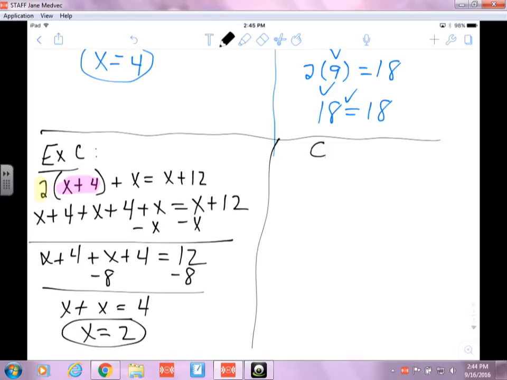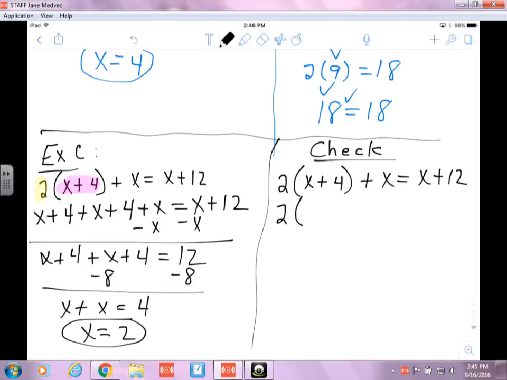Okay, let's go up into the check. I'm going to write the original problem now. I'm going to take out my x's and put in a 2 right now. Help me out here. This first x, do I need parentheses? No. I do not. I can put them, but I don't need them. So I'm not going to put them in there just because I don't need them.